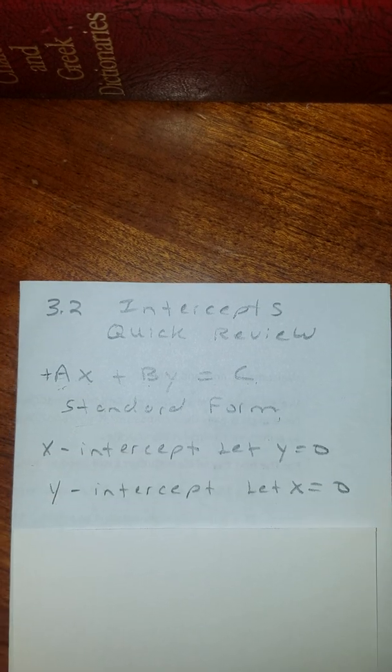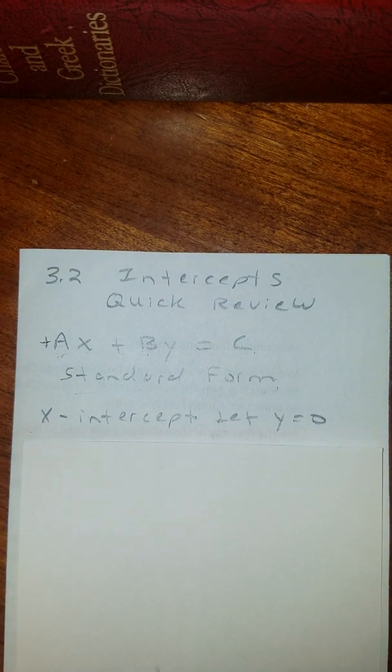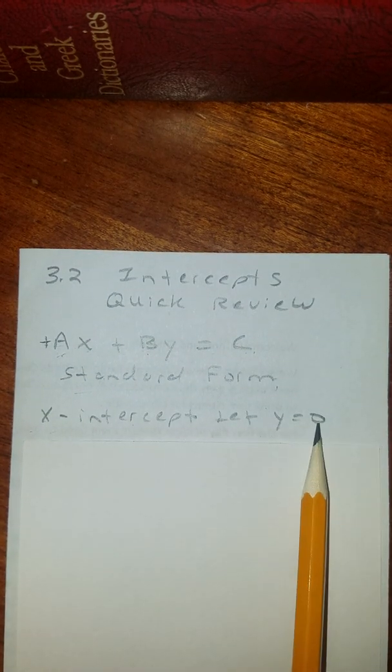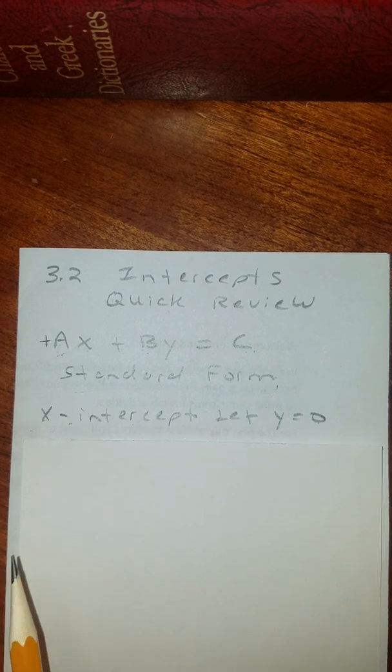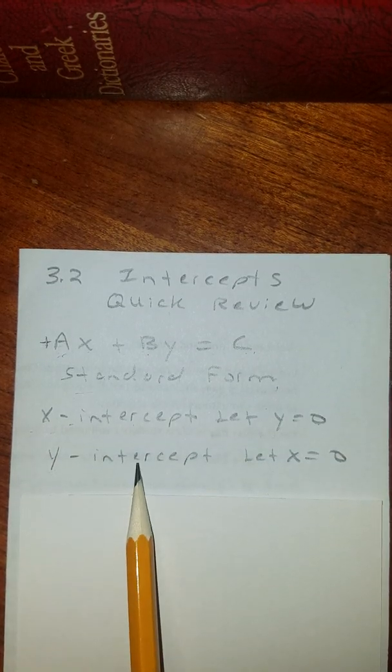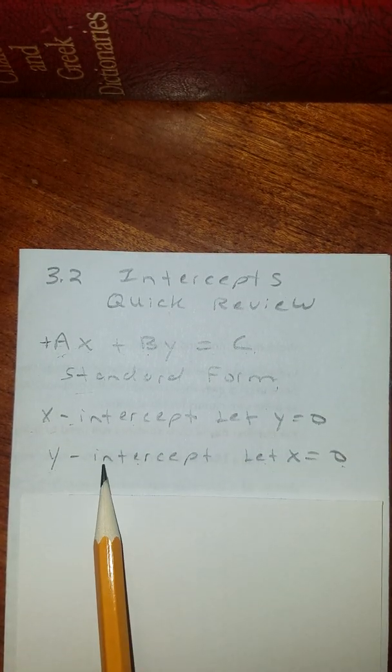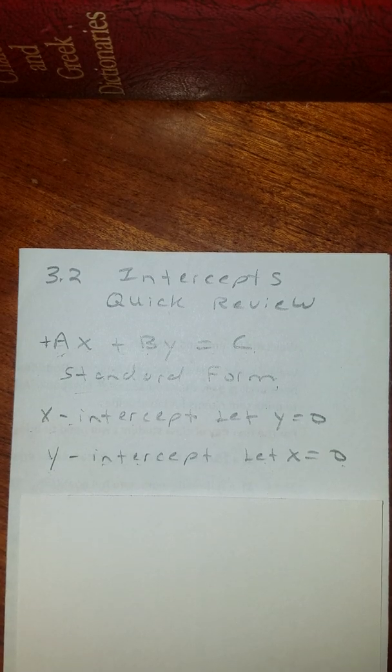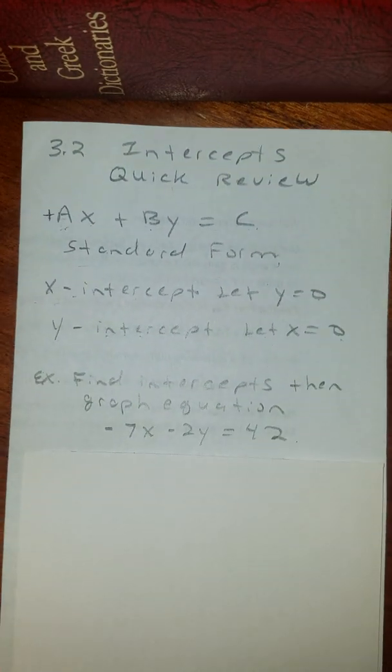So, if I wanted to find the x-intercept, then I would let y equal 0, and then I solve for x. If I want to find the y-intercept, then I let x be 0, and I solve for y. So let's look at this first example.